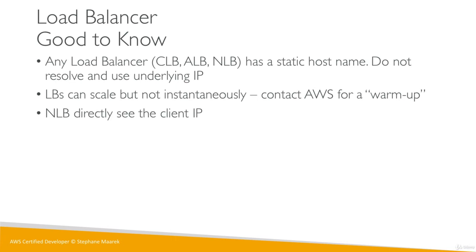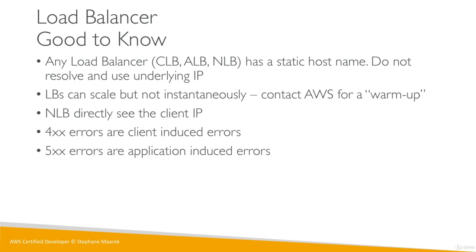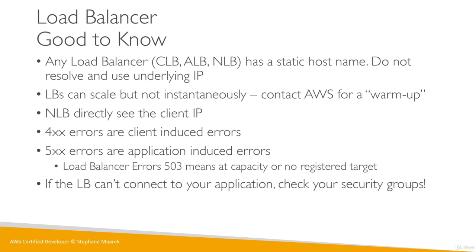NLB, as opposed to ALB and CLB, sees the client IP directly on the application side, so there is no X-Forwarded-For header, but that's just for network load balancers. And then you should know that 4xx errors are client-induced errors, and 5xx errors are application-induced errors. If you get a 503, that means that your ELB has no more capacity or no registered targets. And if the load balancer cannot connect to your application, then you should check your security group.